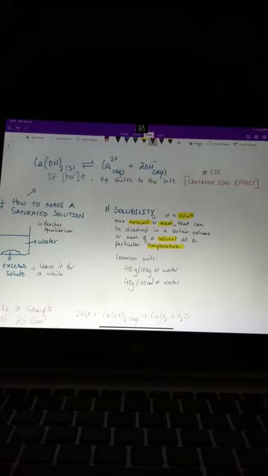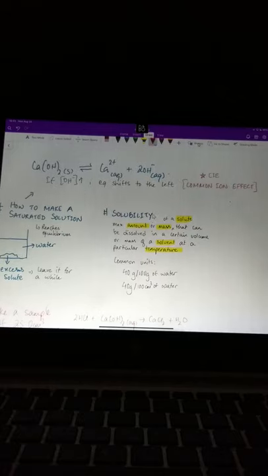Most of our work is done during the worksheets, so you have to have an example for everything you learn. Are we clear? Common ion effect.